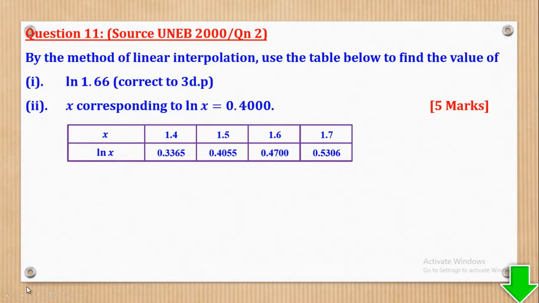Then Roman 2, they want the value of x corresponding to lg x equal to 0.4000. So 0.4000 is between these two values, therefore we're going to extract out these values and add another column whose corresponding value of lg x is 0.4.